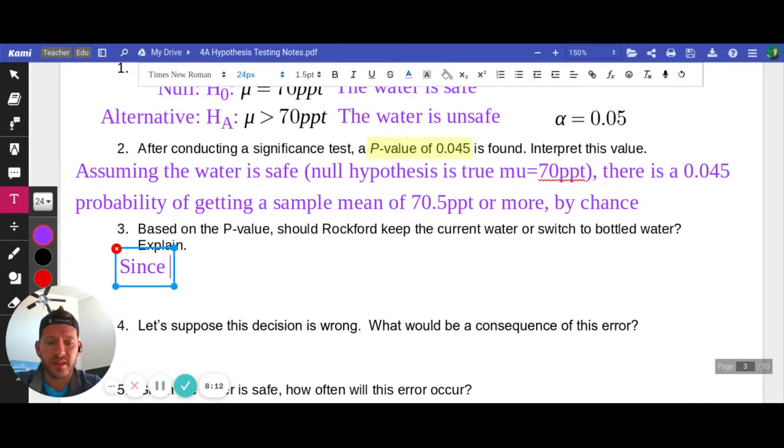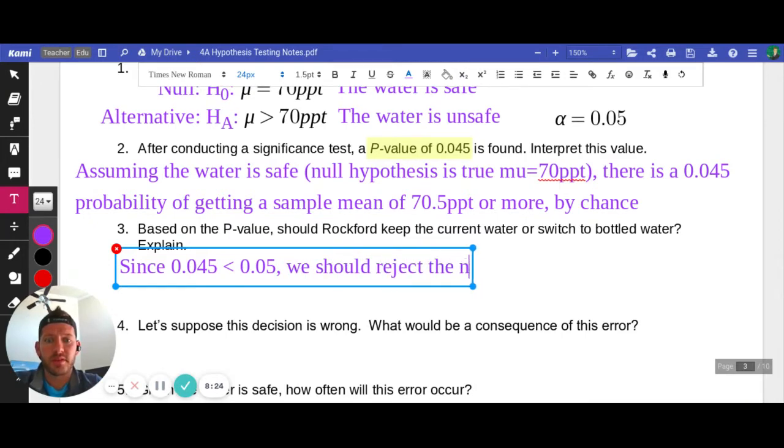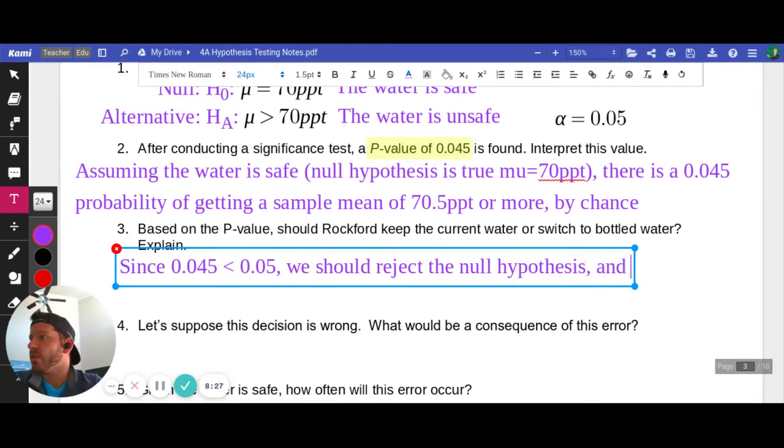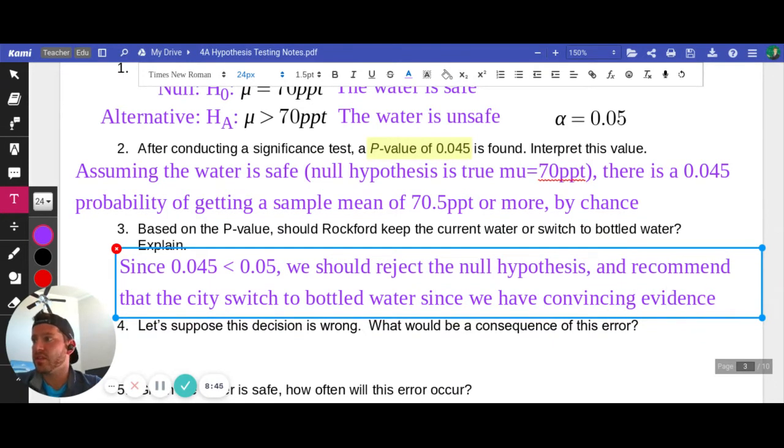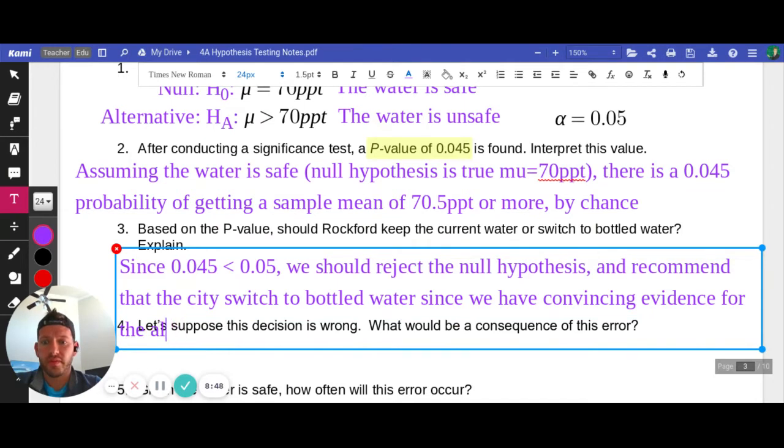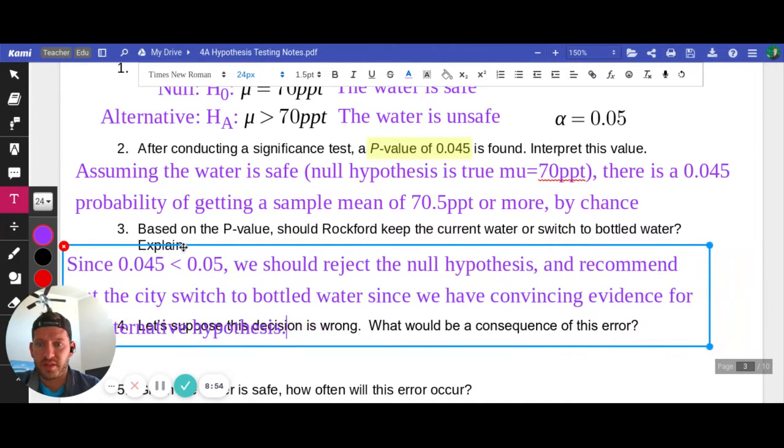So let's compare that. Since that 0.045 is less than 0.05, then we should reject the null hypothesis and recommend that the city switch to bottled water, since we have convincing evidence for the alternative hypothesis. And we'll see if I spelled alternative right in a second.